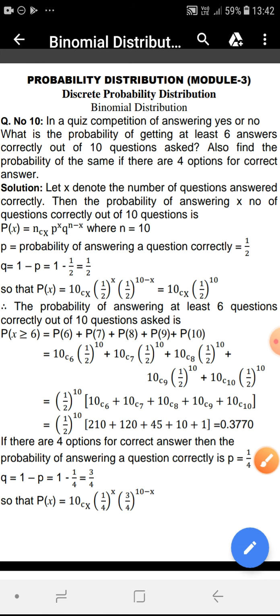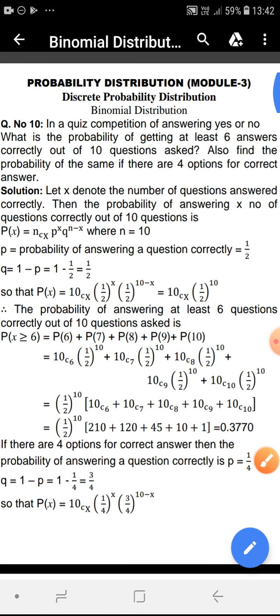0.3770, or multiplying by 100, the probability will be 37.70%. Out of 10 questions, each question having 2 options, yes or no, the probability that at least 6 questions are answered correctly is 0.3770 or 37.70%.